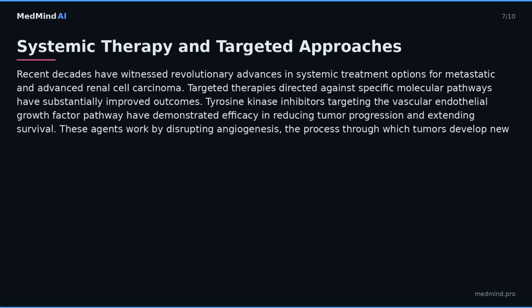These agents work by disrupting angiogenesis, the process through which tumors develop new blood vessels necessary for growth. Additional targeted agents address the mammalian target of rapamycin pathway, providing alternative mechanisms of action. Combination regimens incorporating multiple targeted agents have shown improved efficacy compared to single-agent approaches, though increased toxicity must be carefully managed.